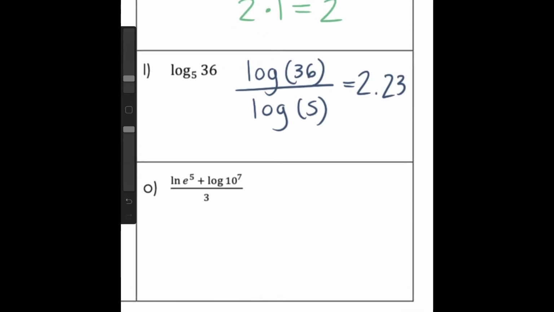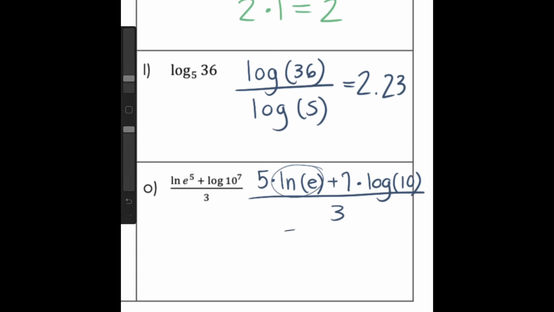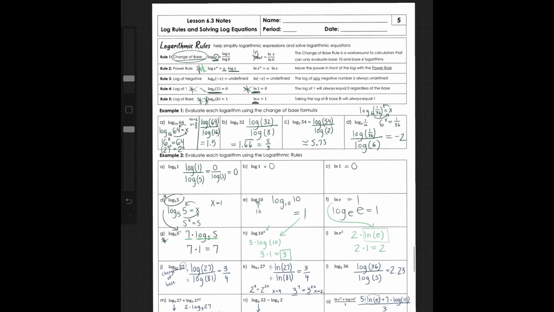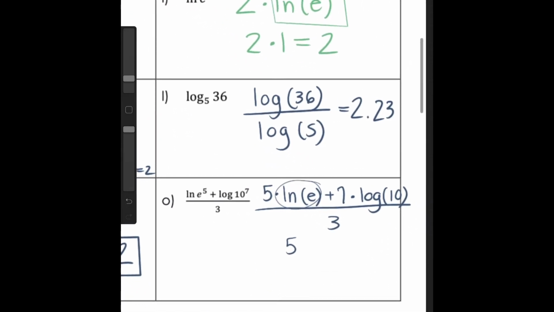Now this one's going to require us to use the power rule. So this is 5 times ln of e plus 7 times log of 10, over 3. So ln of e is always 1. That's the log of base rule, okay? So anytime you see ln of e or you see log of 10, those are always 1. So that's 5 times 1 plus 7 times 1 over 3. So that's 12 over 3, which is just 4.